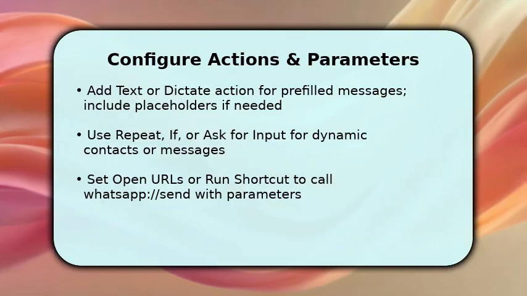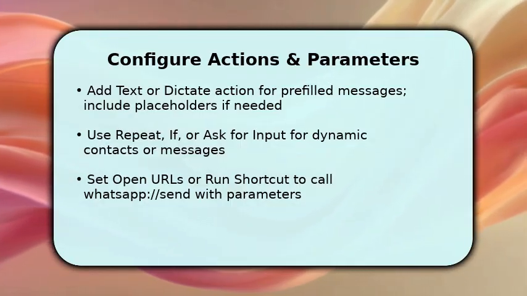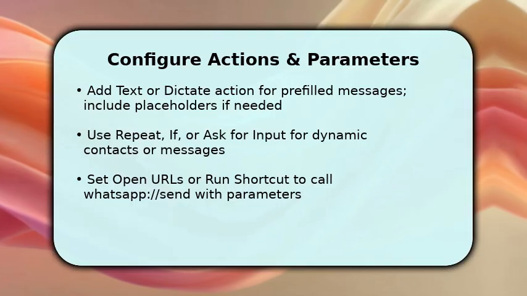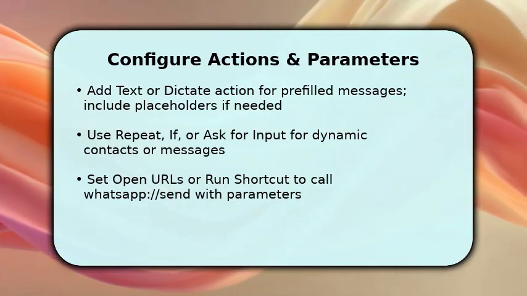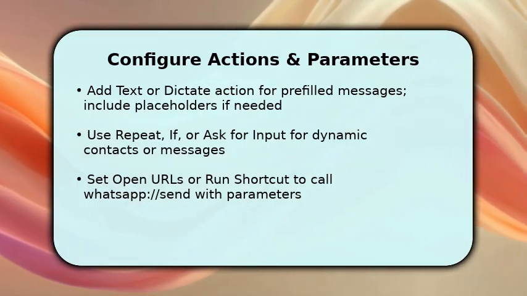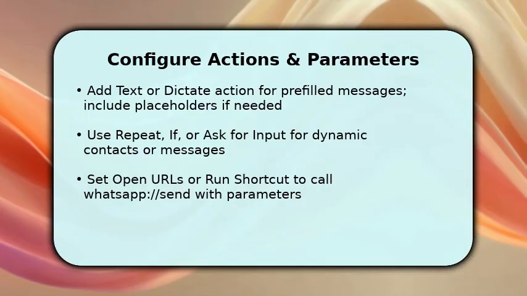Use Ask for input to choose a contact, or use a variable if you prefer a fixed number. Insert a text action for a template message and combine it with URL encoding. Once done, use scripting Open URLs or a dedicated WhatsApp API action to pass variables.